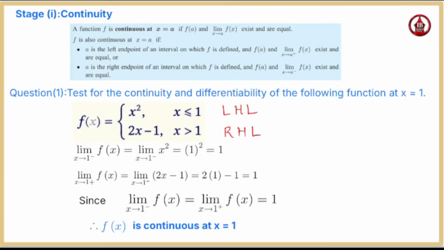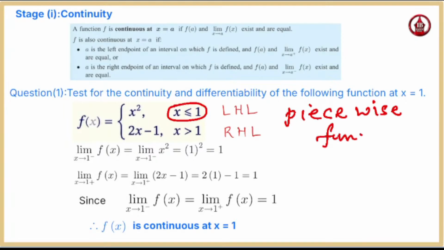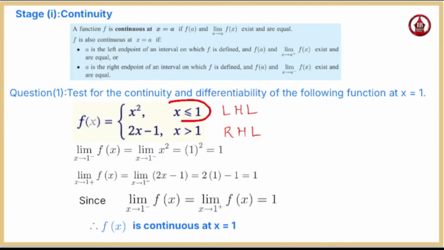So now look here. I'm finding this limit. This limit at what point we want to test? See, this question says test for the continuity and differentiability of the following function at x is equal to 1. Okay. So at x is equal to 1, we have two parts of the function. This is called piecewise function, right? Piecewise function. So this is the left hand limit part. This is the right hand limit part.